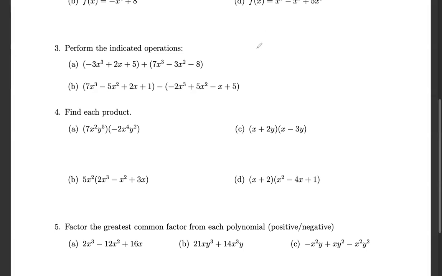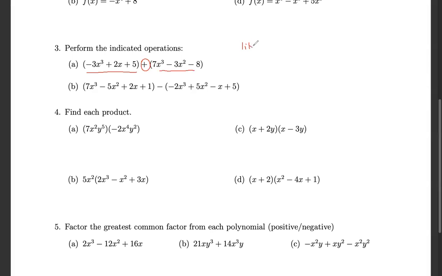We want to perform the indicated operation. In this case, the indicated operation is plus. So we have this polynomial, degree 3 with a negative leading coefficient, and this polynomial, also degree 3 with a positive leading coefficient. So how do we add those two polynomials?